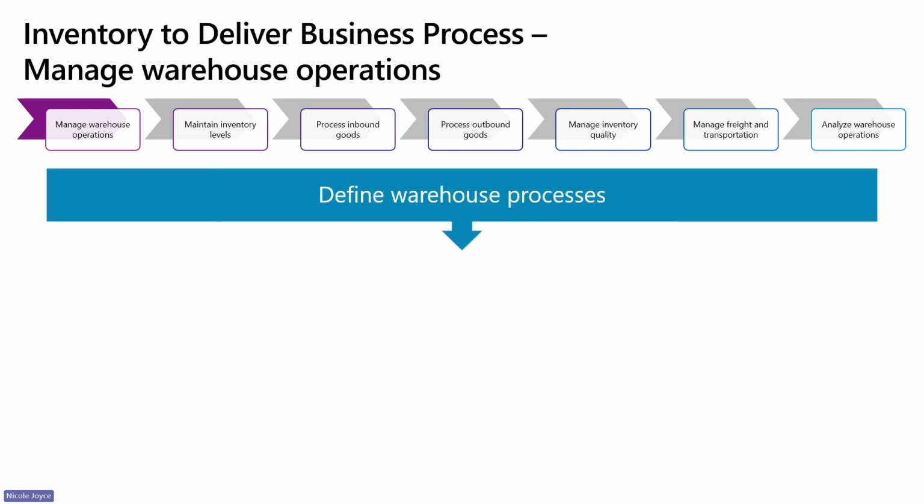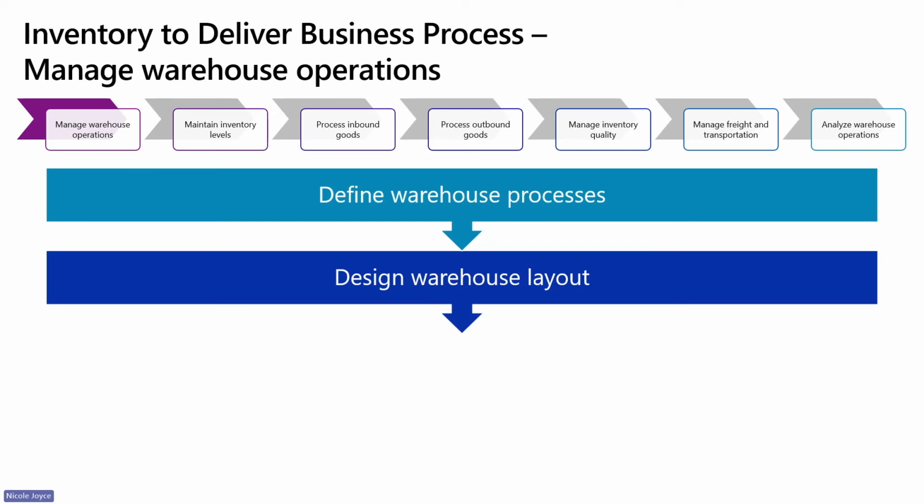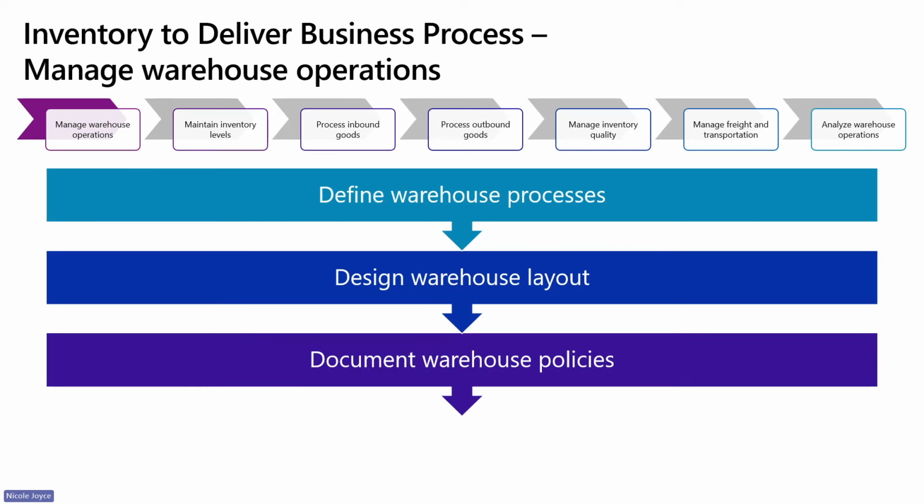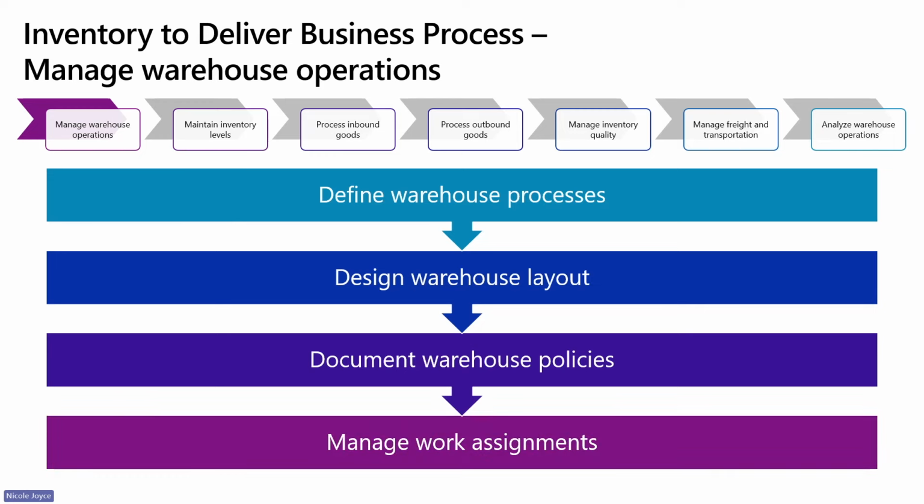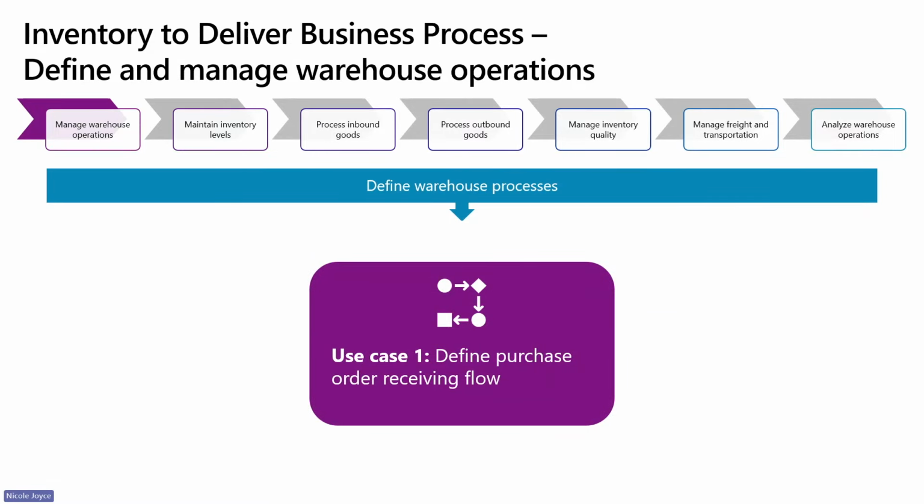So the level 3 business processes that are under manage warehouse operations include define warehouse processes, design our warehouse layout, document our warehouse policies, and manage work assignments. Of these level 3 business processes, the level 4 scenario that we're going to use for our first use case is define purchase order receiving flow.